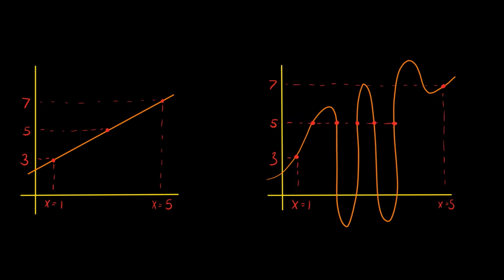For example, here we have two graphs that both go from y equals 3 to y equals 7 as x goes from x equals 1 to x equals 5. They both have the same conclusion from the intermediate value theorem. They're continuous on the closed interval 1 to 5, so they must pass through every y value between 3 and 7 at least once. But that "at least once" is what's key.